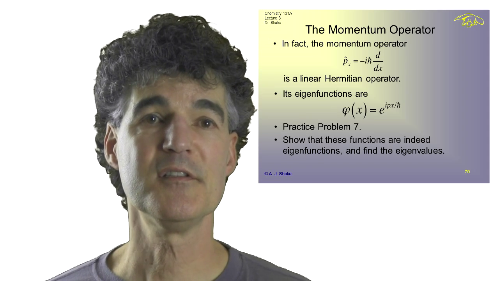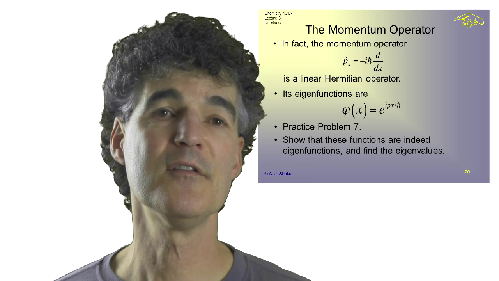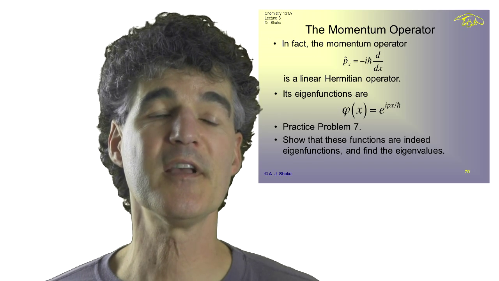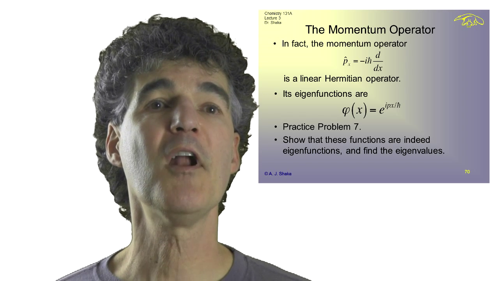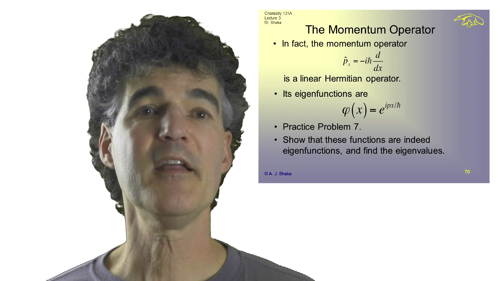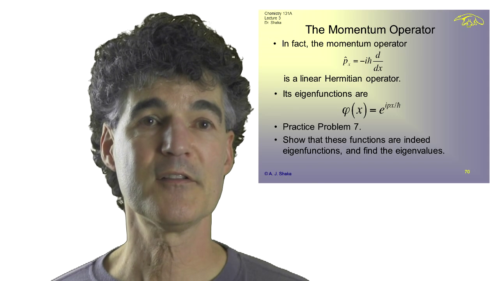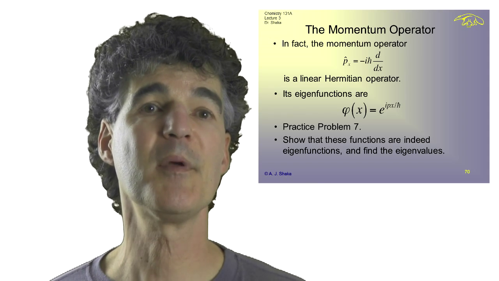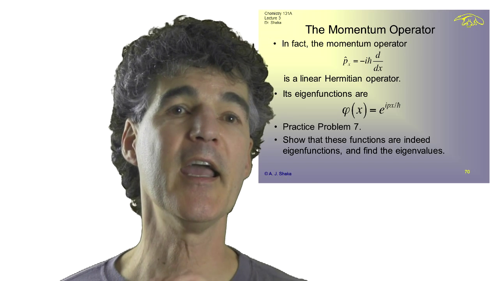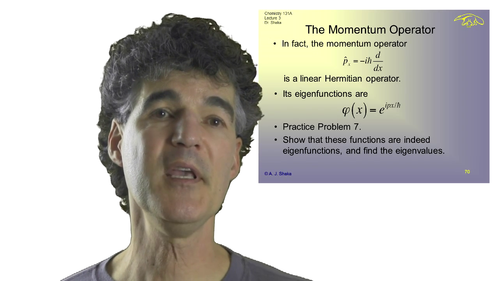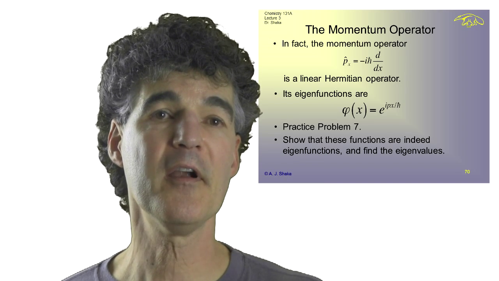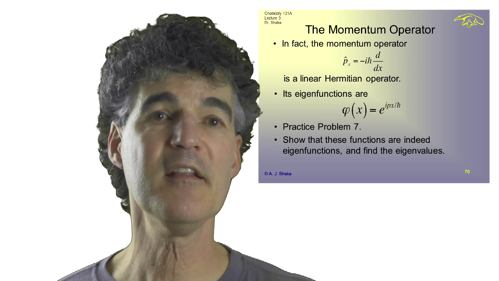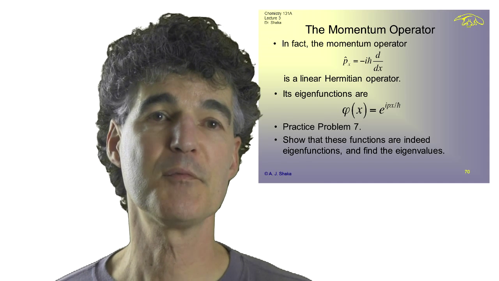Its eigenfunctions are very closely related to those of the derivative operator, because after all it is just an extra thing out in front. But we want to make sure that the eigenvalues are real, and so these eigenfunctions are exponentials, but we put in an i, and here we realize that p is real, x is real, h bar is real, and so this is e to the i px upon h bar.